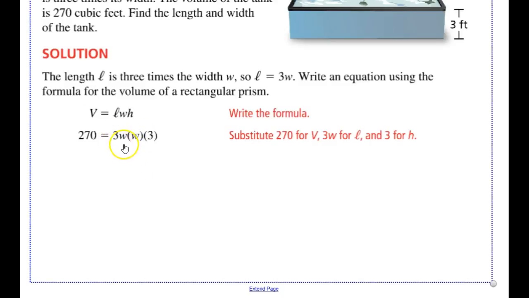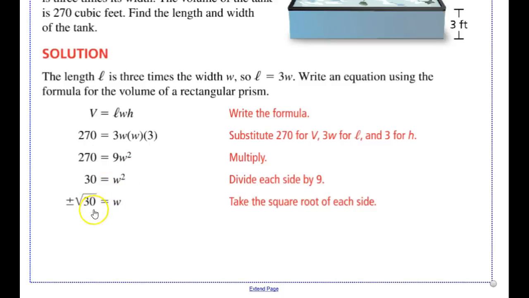Well, I know that the length is 3W, I know that the width is W, and I know that the height was 3 because I was told that in the original problem. So I substitute, and now I just multiply, so I end up with 9w squared equals 270. Well, I see I have a w squared, so let's get it by itself. So I divide both sides by 9, and then I have w squared equals 30. So I take the square root of each side, so I have plus or minus the square root of 30.